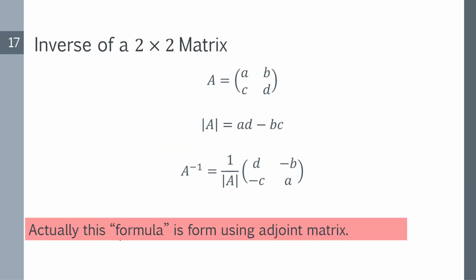Then, how do we find the inverse of a 2 times 2 matrix? It is very easy. First, you need to find the determinant, AD minus BC. After that, swap these two positions, D and A, change the signs of B and C by putting the minus here, and then put 1 over the determinant. Actually, this formula is formed using the adjoint matrix.